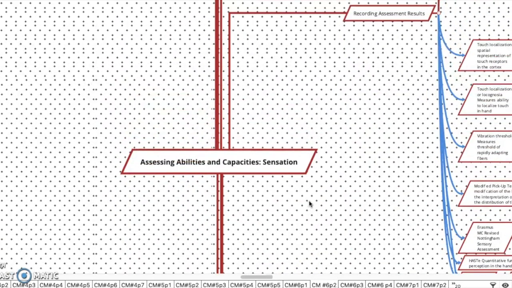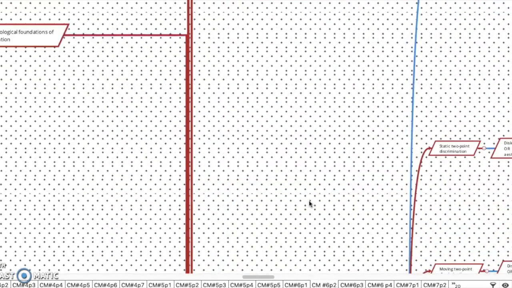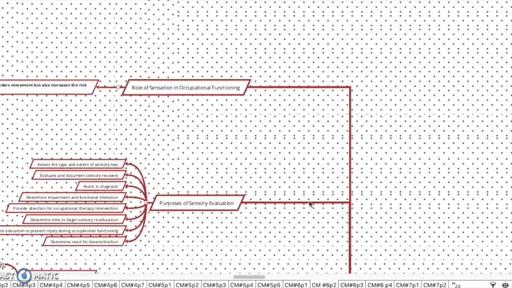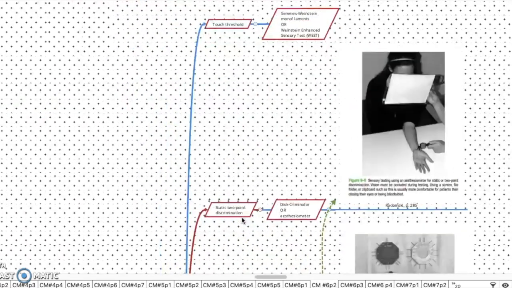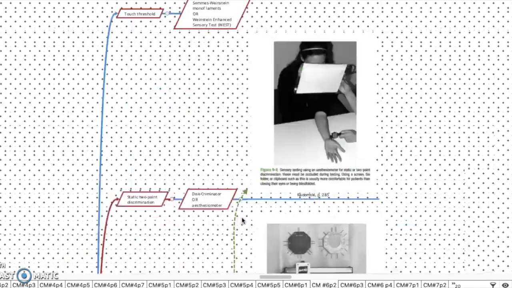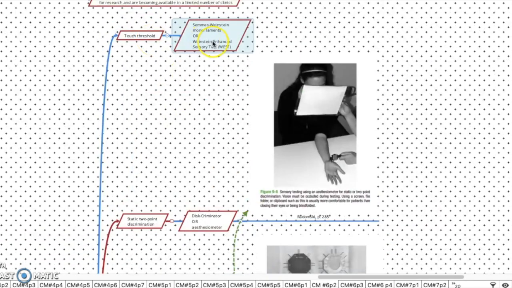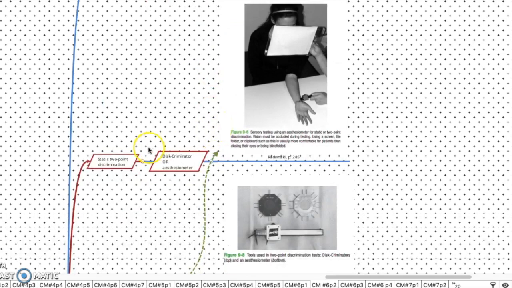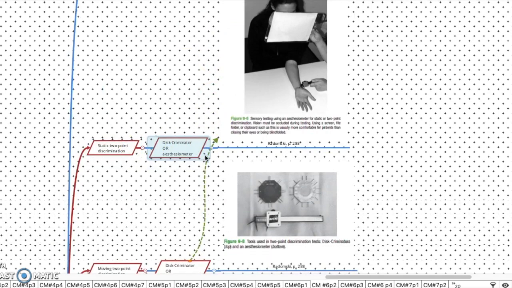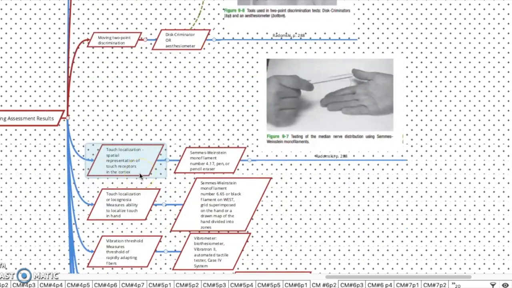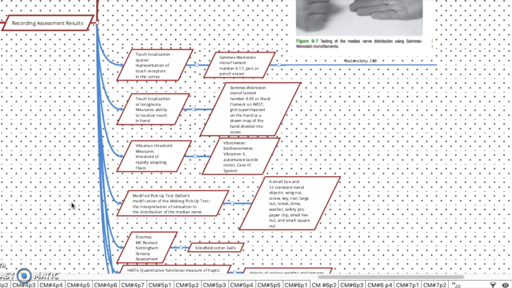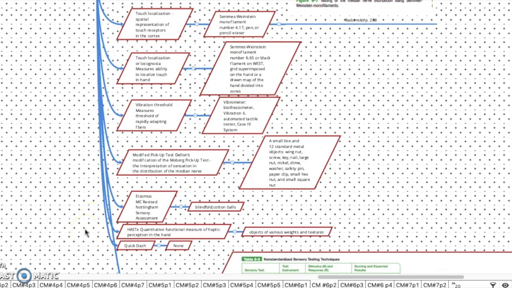And then moving on to assessing abilities and capacities, sensation. Some evaluation techniques are stereognosis, monofilaments, threshold tests, 2-point discrimination, and some other assessments. And to record the assessment results, there's touch threshold, which uses those Semmes-Weinstein monofilaments, static 2-point discrimination, which can be either discriminator or anesthesiometer, moving 2-point discrimination, touch localization, vibration threshold, the modified pickup test, and the QuickDASH.